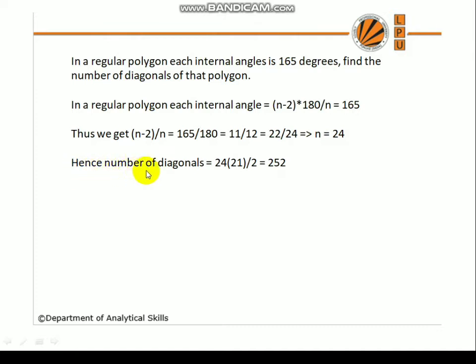Hence, the number of diagonals of this 24-sided polygon will be n into (n minus 3) by 2. That is 24 into 21 by 2. So 2 and 24 cancel, giving 12 into 21. 12 into 21 is nothing but 252. Therefore, this 24-sided polygon has 252 diagonals.